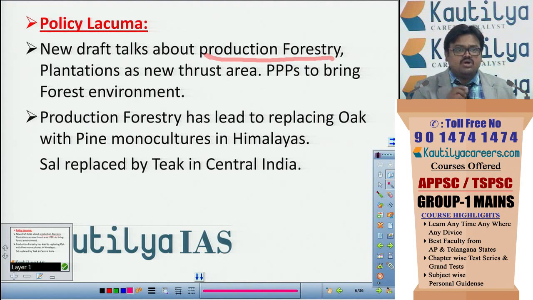So therefore these monocultures are coming up. So this production forestry is leading to commercialization of forest resources, which is a major problem. So therefore these two problems have been identified, and these are some of the examples where the production forestry is detrimental to our forest resources, to our natural resources.